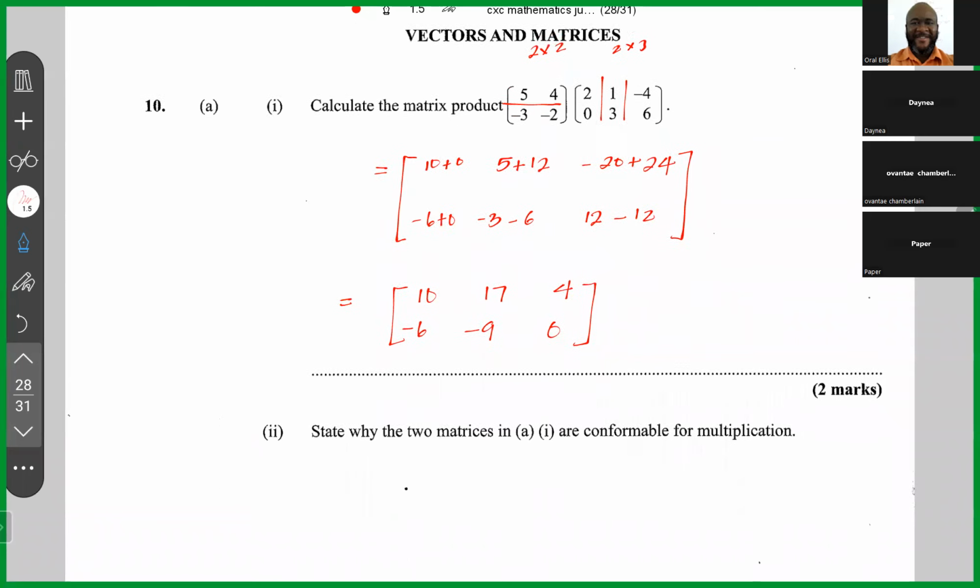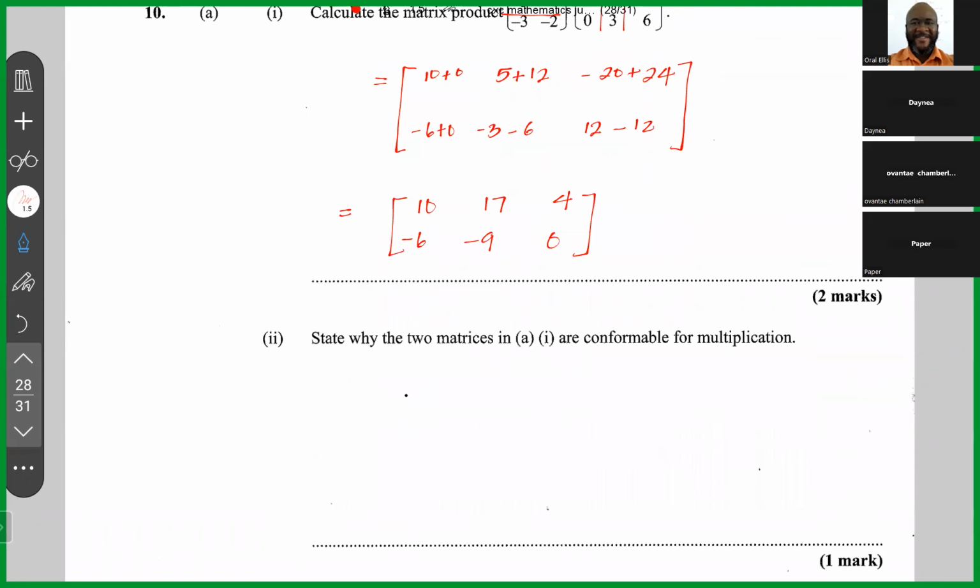All right, state why the two matrices in A are compatible. Now, the first matrix is a 2 by 2 matrix. That's the order, and you are multiplying that by a 2 by 3 matrix. This is the order, and the order is the number of rows by the number of columns. Now, this is what makes the two matrices compatible.